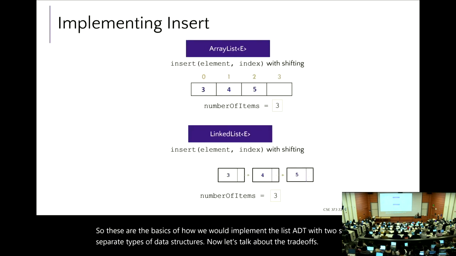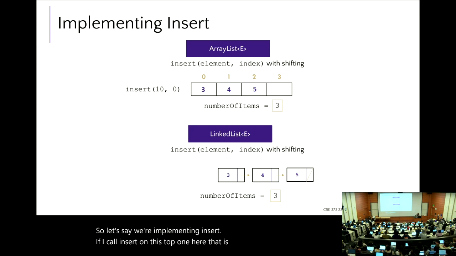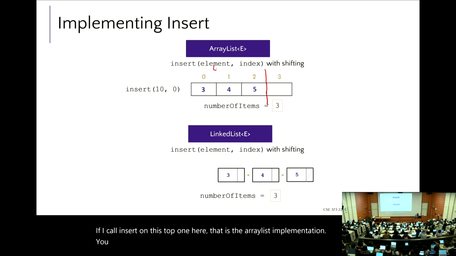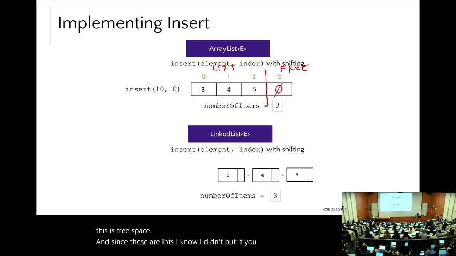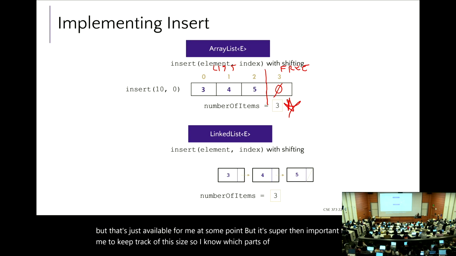So let's say we're implementing insert. If I call insert on this top one here, that is the array list implementation, you can see, again, I have that distinction between this is the list, and this is free space. And since these are ints, technically that would have a 0 in it by default, but I don't actually care what's stored in those spaces. I just think of that stuff as available for me at some point. But it's super important for me to keep track of the size so I know which parts of the array are in use and which parts aren't.